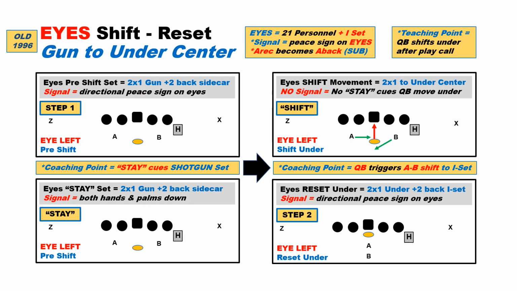With the I's, we like to do these automatic shifts, just like we go from the pistol to sidecar out of the spread. So here we're going to do it from a gun to under center. Upper left diagram is step one, so there's your I left formation. We line up in shotgun. We can go below here and just make a stay call, and we can run them from shotgun. In the upper right, we can call the play, and that automatically triggers the quarterback to go up under center and the back to shift into the I set. And you can see in the bottom right we get into a pro I under center.